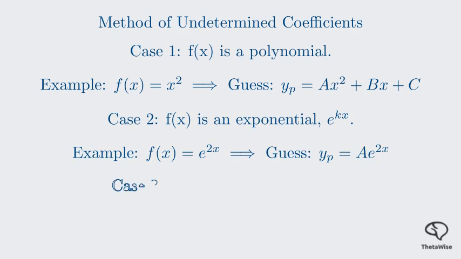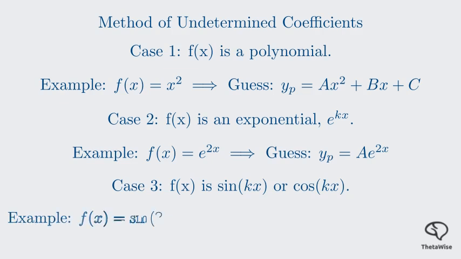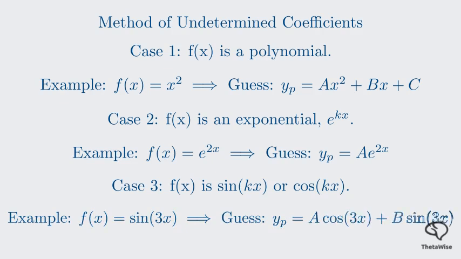Case 3. If f(x) involves sine or cosine with argument kx, our guess must include both. We guess y_p equal to a cos kx plus b sin kx. This is because the derivative of cosine is negative sine, and the derivative of sine is cosine, so we always need both terms. Once we have our guess, we substitute it and its derivatives back into the original non-homogeneous differential equation. Then we collect terms and equate the coefficients on both sides to solve for our undetermined constants, a and b. This method requires careful differentiation and algebra, so it's a good place to double-check your work.